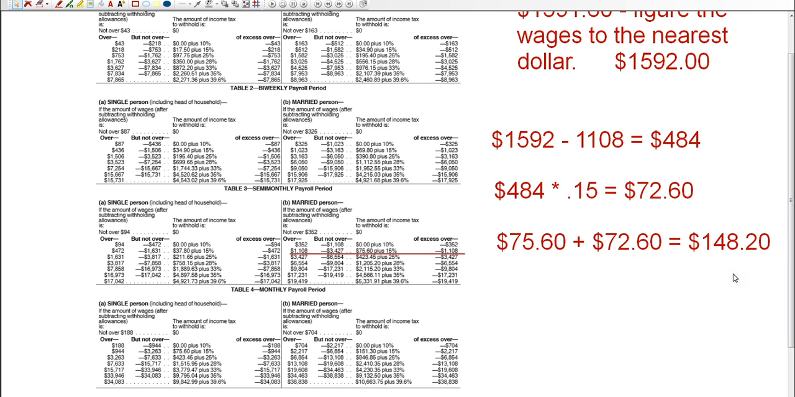Okay, so this again was a tutorial on using the percentage method. I hope this helps as you begin to calculate your employees' payroll taxes.